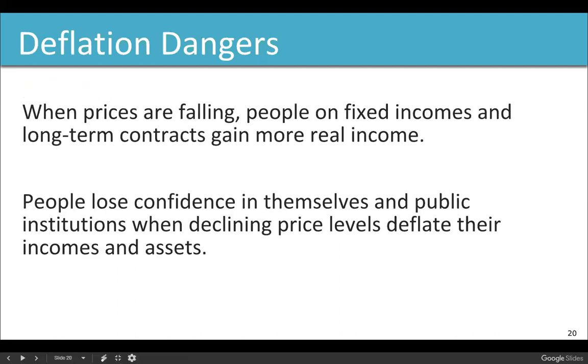When prices go down, those people on fixed incomes are winning. Grandma's Social Security, the government. When prices go up, the government's going to raise Grandma's Social Security check. But when prices go down, the government is not going to come up to Grandma and cut her Social Security check. If they try to cut Grandma's Social Security check, Grandma's pulling out a knife, she's going to cut them, right?